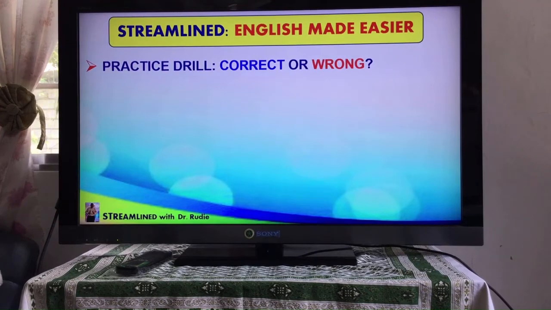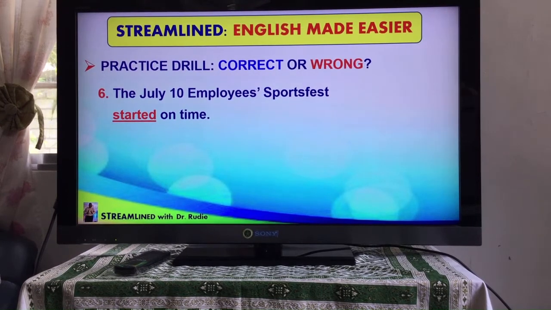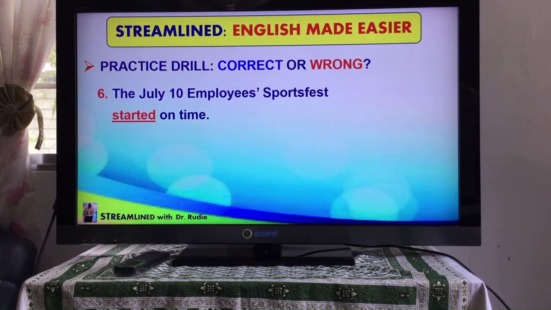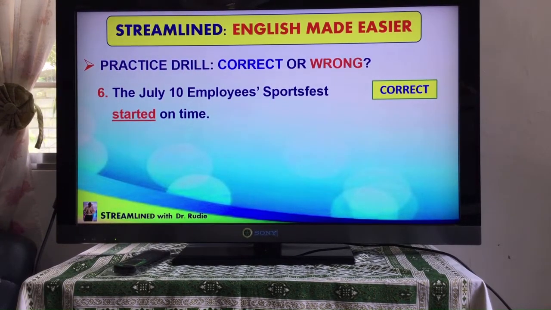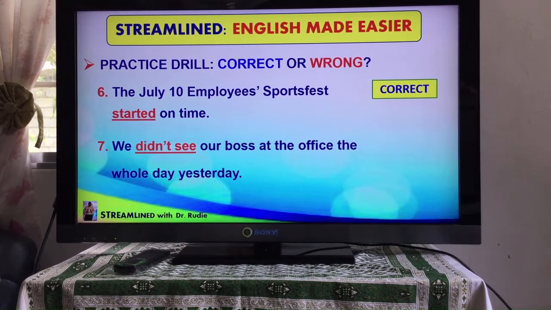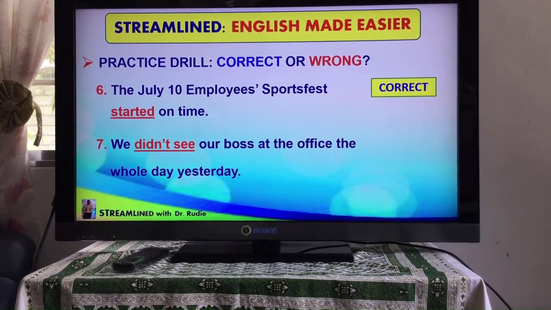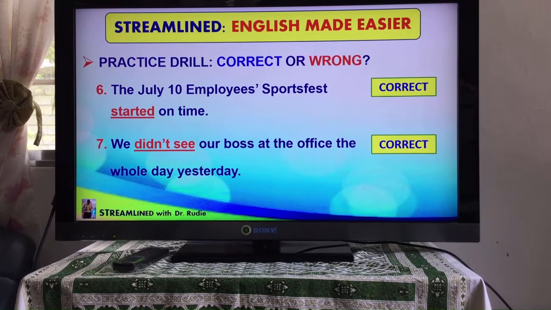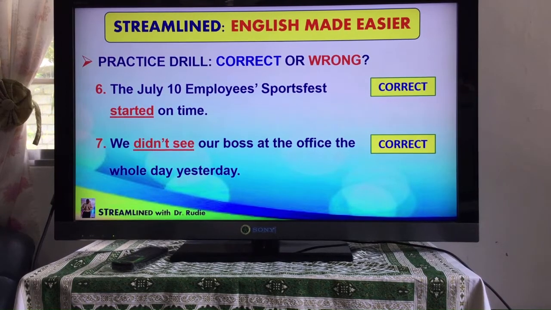This slide brings us to question number 6. The July 10 Employees Sports Fest started on time. What's your take on this one? Correct or wrong? This is correct. Exact time is July 10. Number 7. We didn't see our boss at the office the whole day yesterday. This one is likewise correct. Exact time yesterday. The verb in the negative form is didn't see.